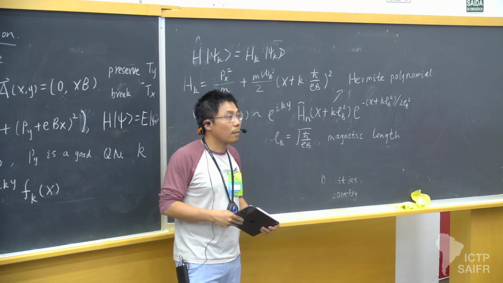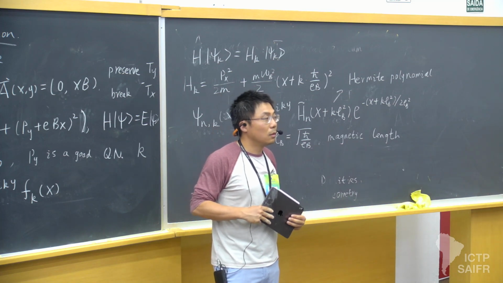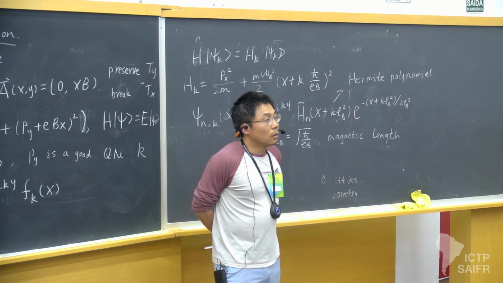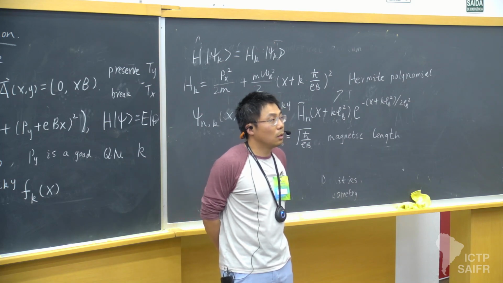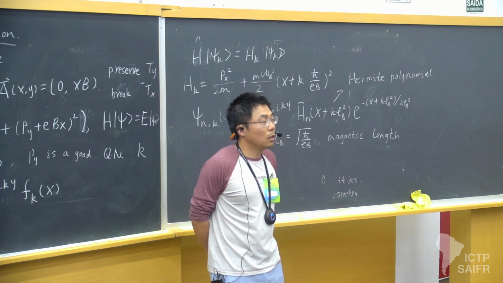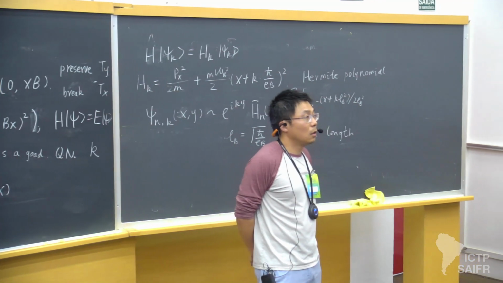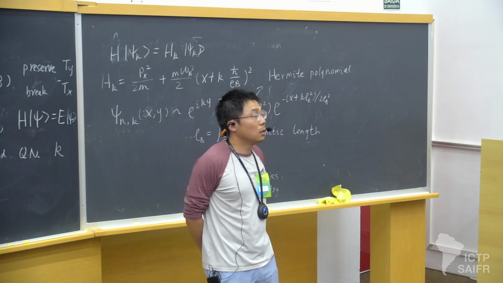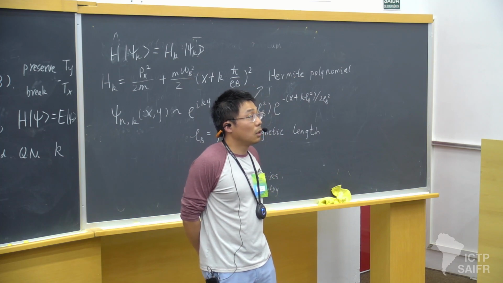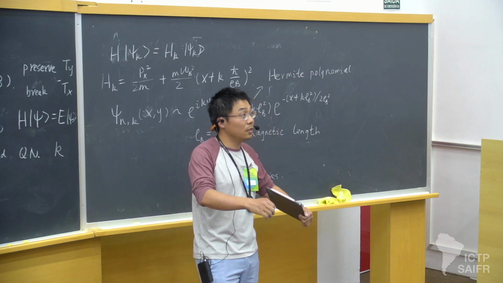My question is about fractional quantum Hall. I know that when theta is equal to 0, it's a boson, and when theta is equal to pi, it's a fermion. What is the physical interpretation of a fractional value of theta? Yeah, that is what we call fractional statistics.